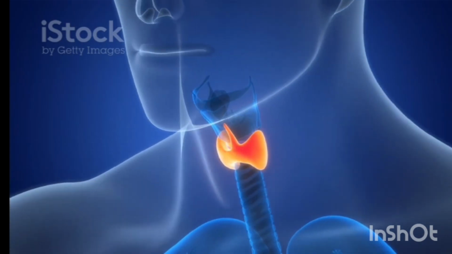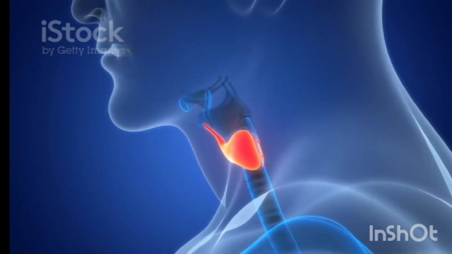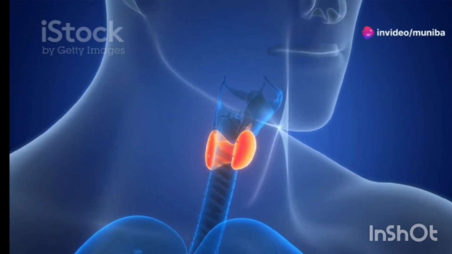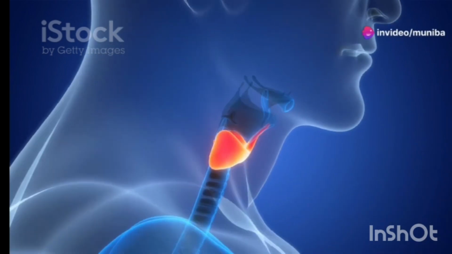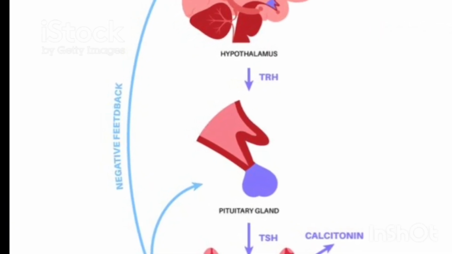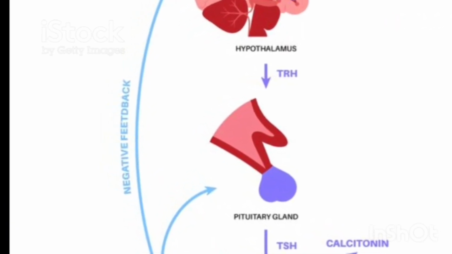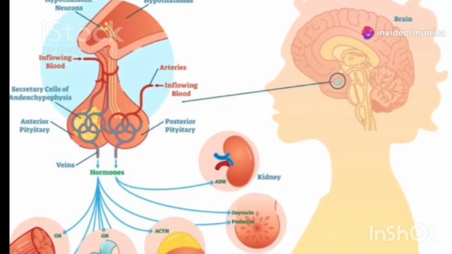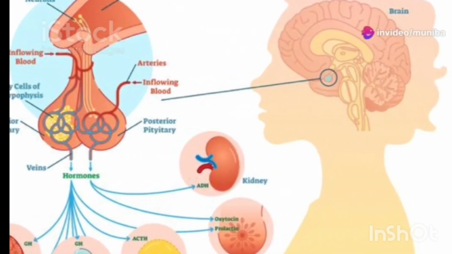Other causes include previous thyroid surgery, radiation therapy to the neck, and certain medications. These treatments can damage the thyroid tissue, reducing its ability to produce hormones. Sometimes the problem isn't with the thyroid gland itself, but with the regulatory mechanisms in the body. It might be with the pituitary gland, which sends signals to the thyroid to produce hormones.